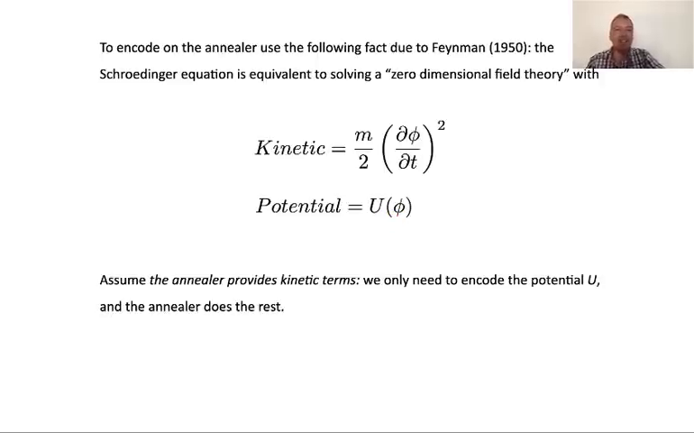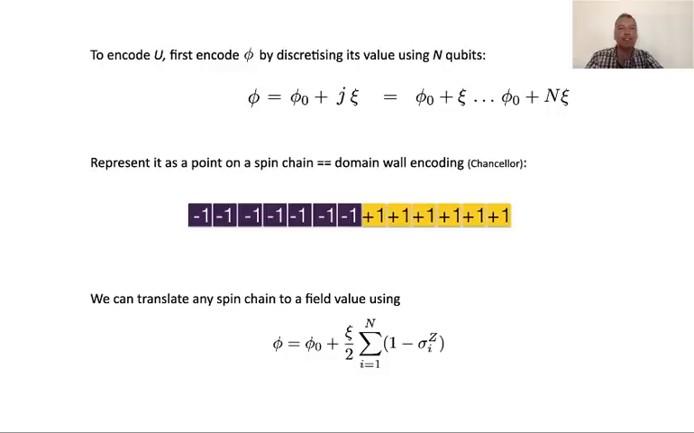So if I assume that the annealer provides all the kinetics for us, then all we need to do is encode that potential, the U of phi, onto the annealer. And if the kinetic term looks like that, which is an assumption we have to make, but we're going to assume that, then it should behave as the Schrodinger equation does. So that's what we do. We're going to encode the potential U, and we're going to assume that the kinetic terms come for free on the annealer. So this is how we do it.